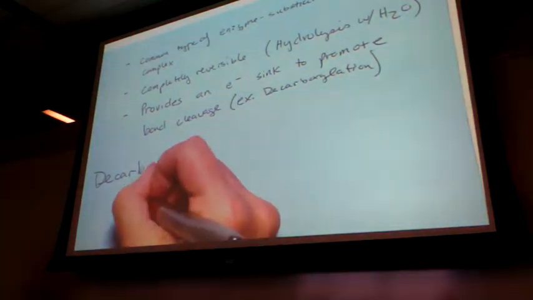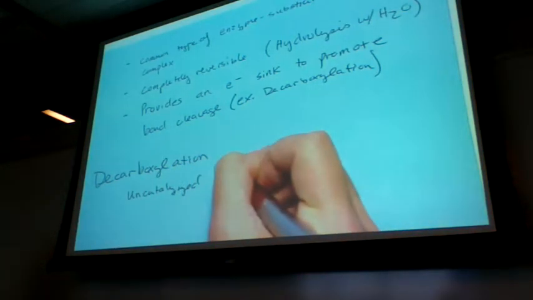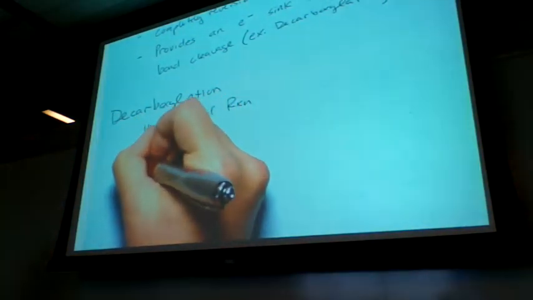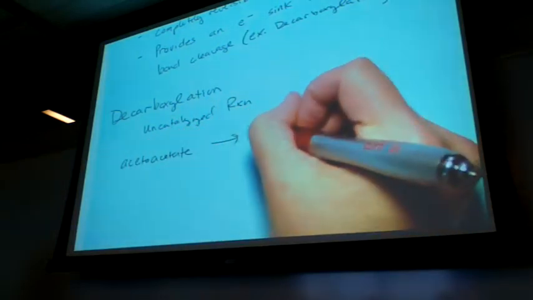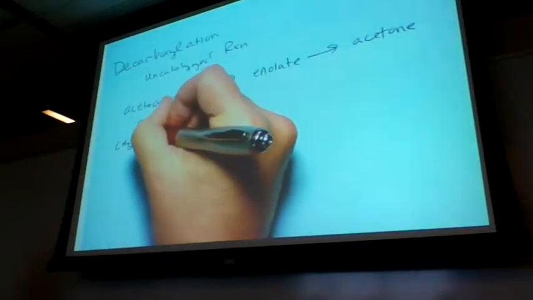So first we're going to do an uncatalyzed reaction. Take acetoacetate, and there's an enolate intermediate before you get to the acetone product. Okay, so this is my acetoacetate.